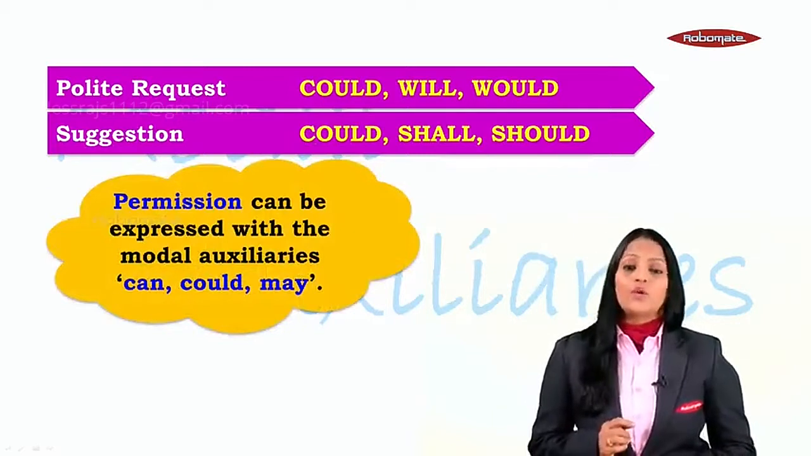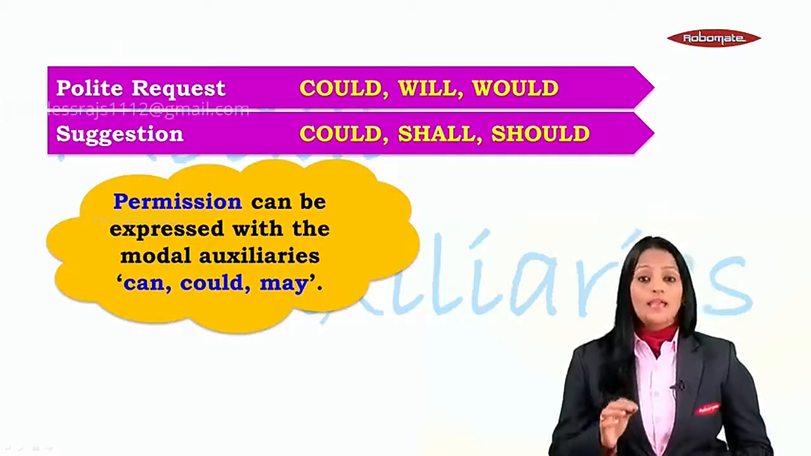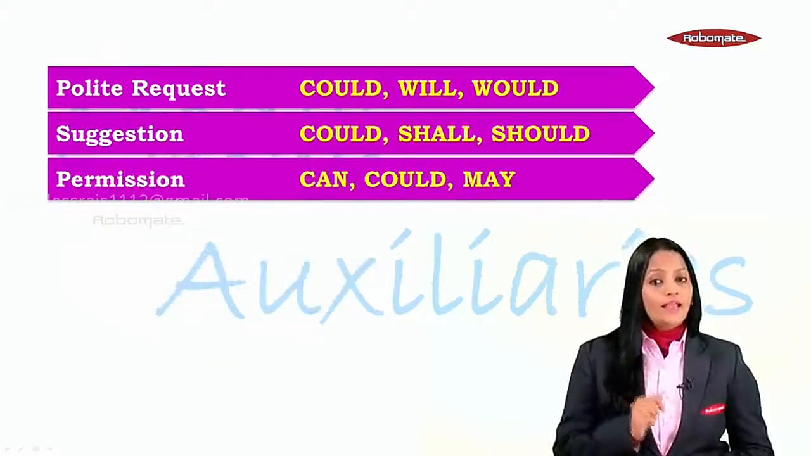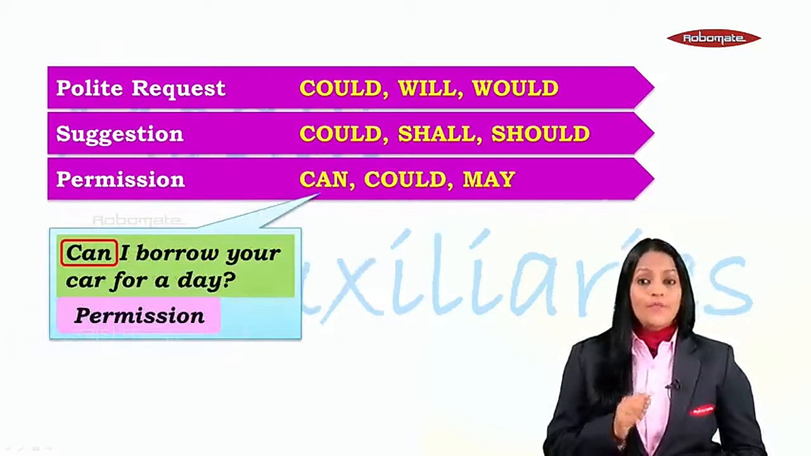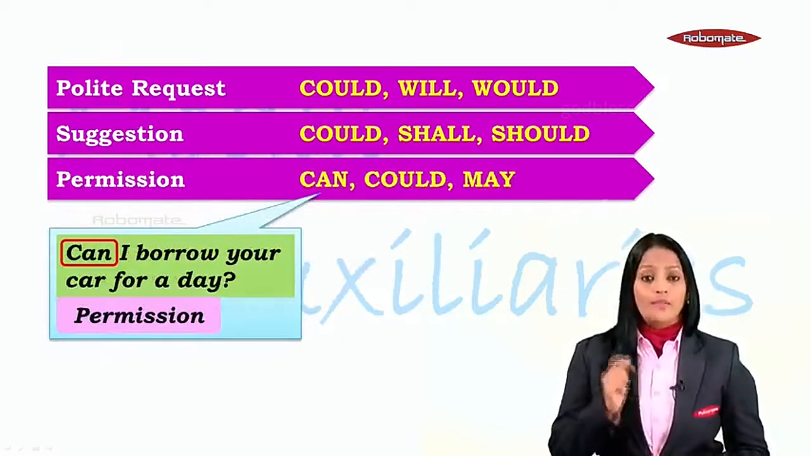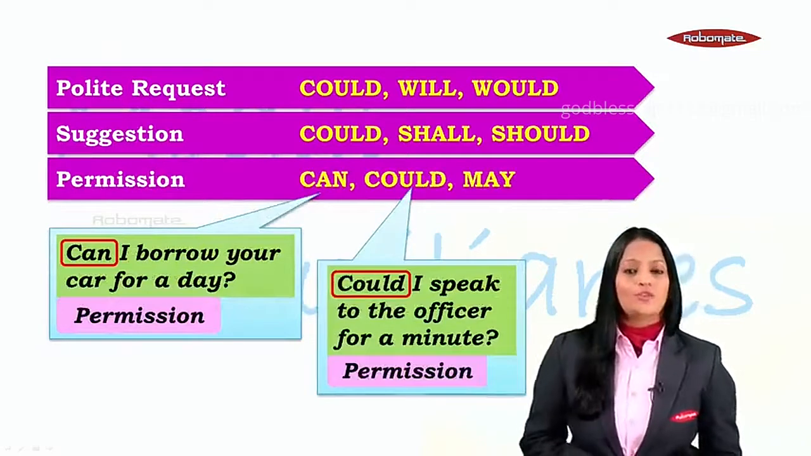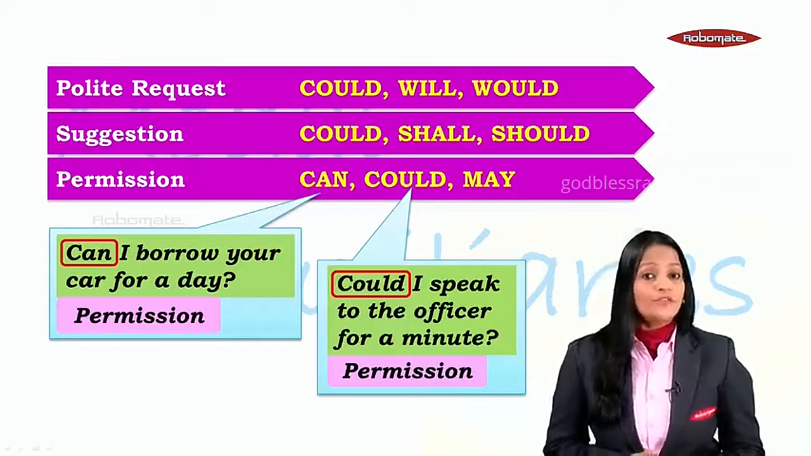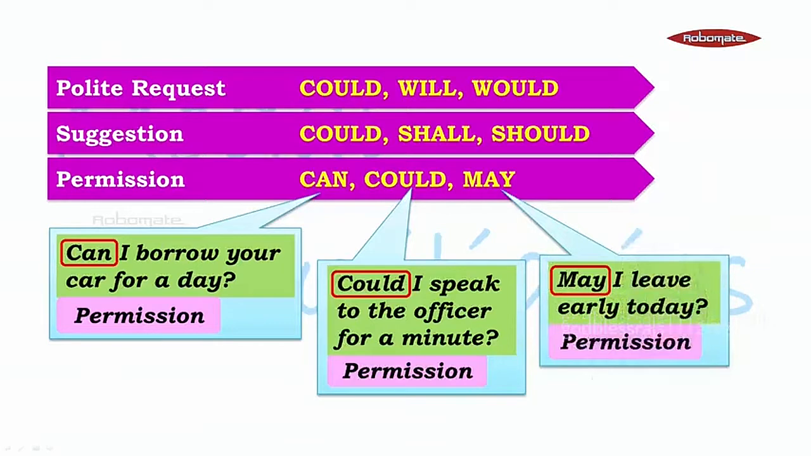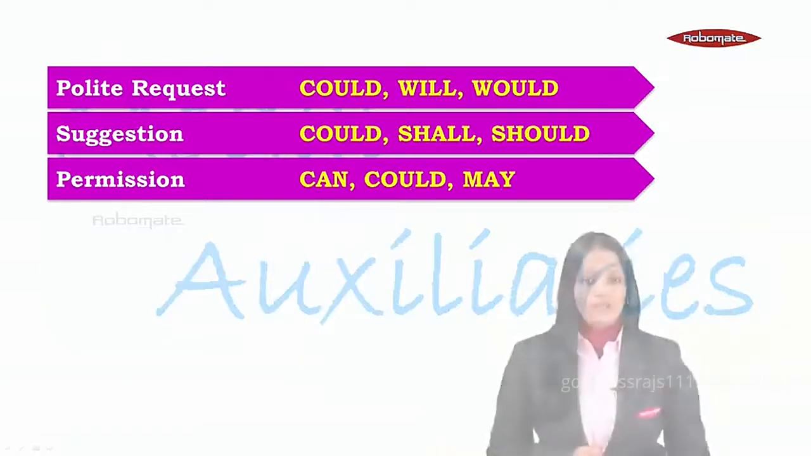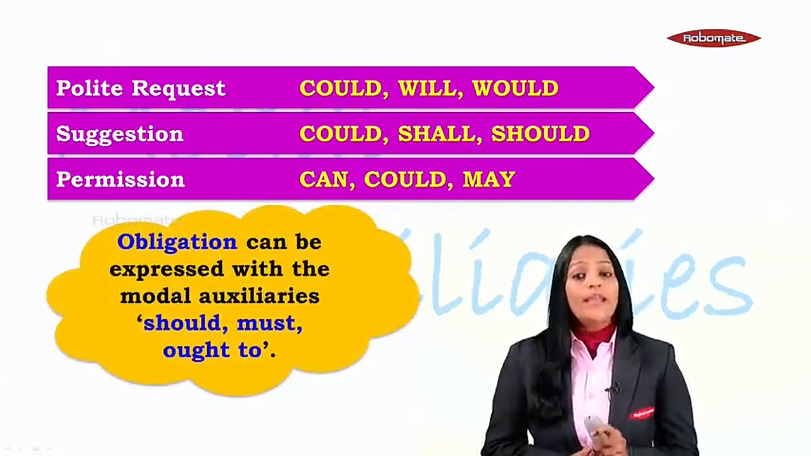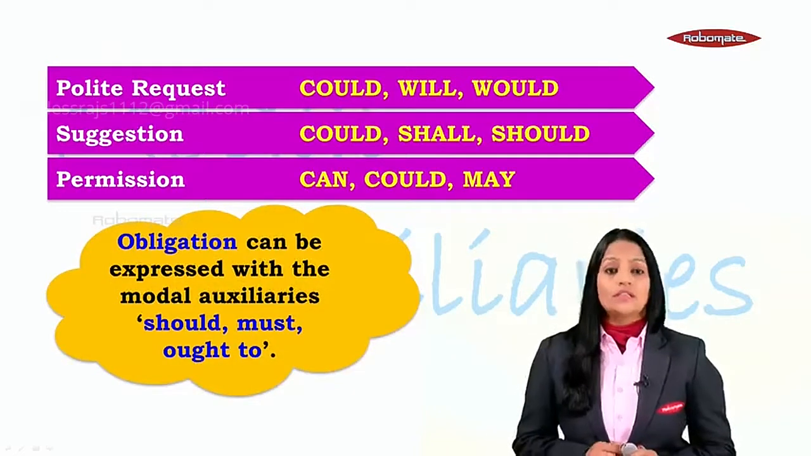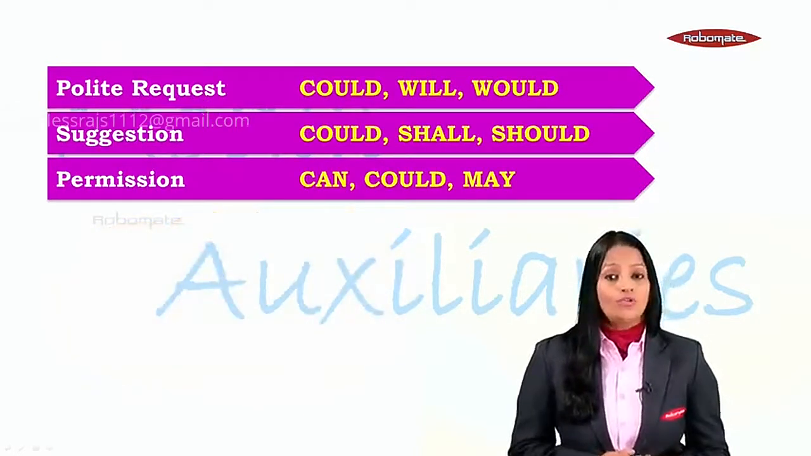Permission can be expressed with the modal auxiliaries can, could, may. Let's go to the examples. Can I borrow your car for a day? Remember, this was the first one that we did. It showed permission. Could I speak to the officer for a minute? And may I leave early today? Permission. Next one. Obligation can be expressed with modal auxiliaries should, must, and ought to.